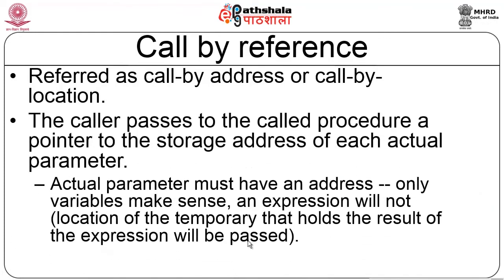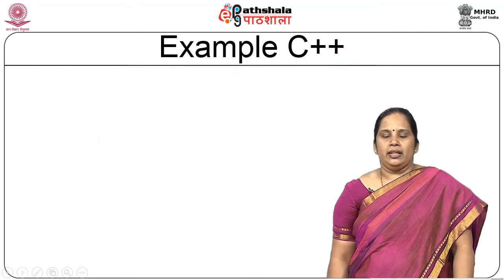Now the next version is called call by reference, where it is also called call by address or call by location. The caller passes to the called procedure a pointer to the storage address of each actual parameter. Okay, it is not passed as a value, but it is passed as an address. Again here the address is going to be a value, but since the function knows it's going to get an address rather than a value, the actual parameter must have an address.